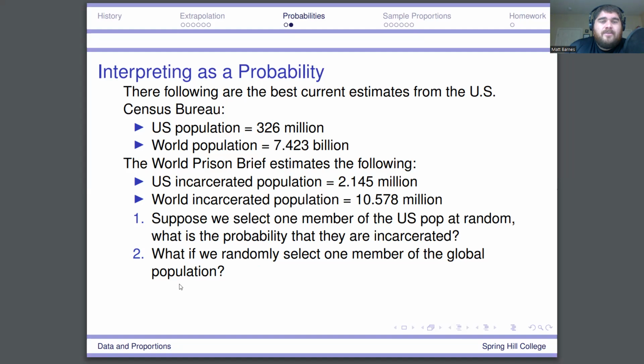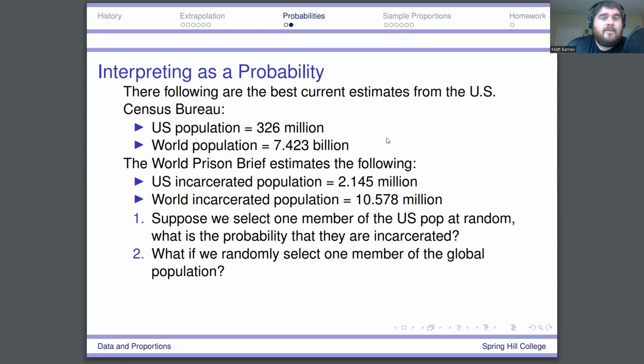Now let's see if we switch things up. What if we randomly select one member of the global population? What is the probability they are incarcerated? Well, we have to switch up our numbers here a bit because our view has changed. We're no longer talking about just the US, we are talking about the world as a whole. So we need to use the world number of incarcerated people, so this 10.578 million, and we need to use our world population here, 7.423 billion. So now our units don't match. This is still going to be the top of our fraction here, this 10.578. Right? And the bottom of our fraction is going to be this billion number here, this 7.423 billion. We just need to make sure the units match up.